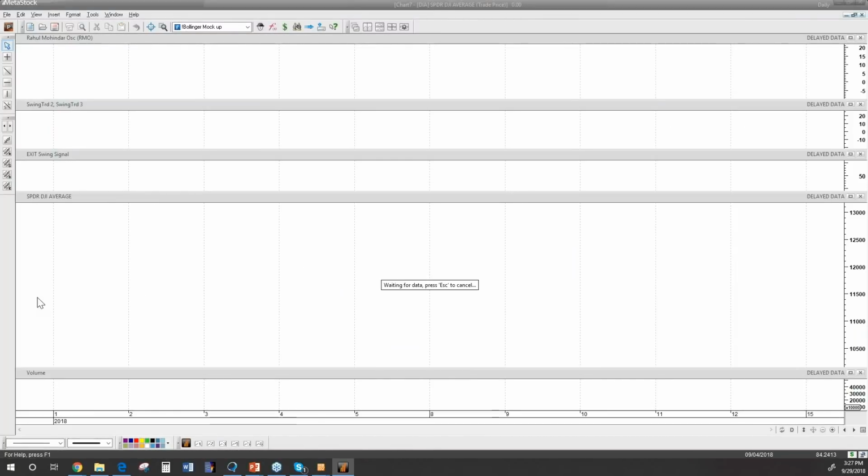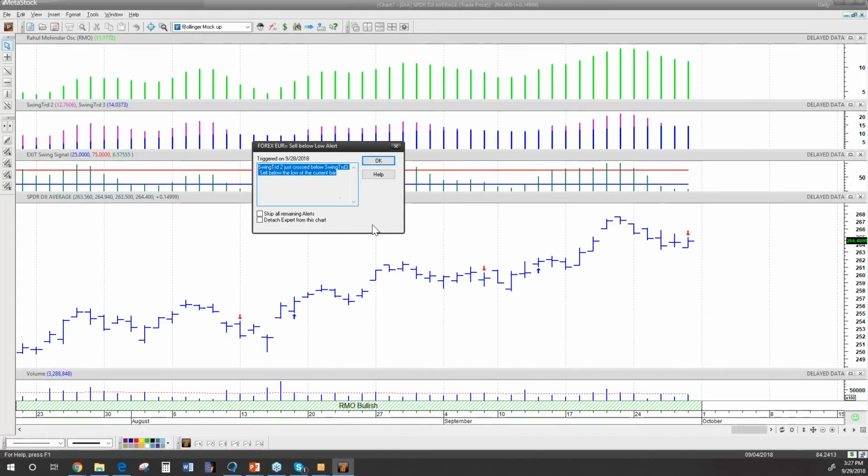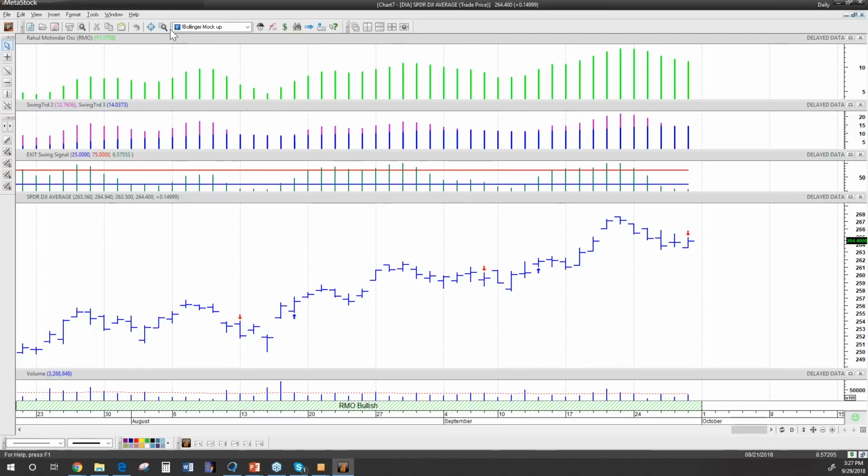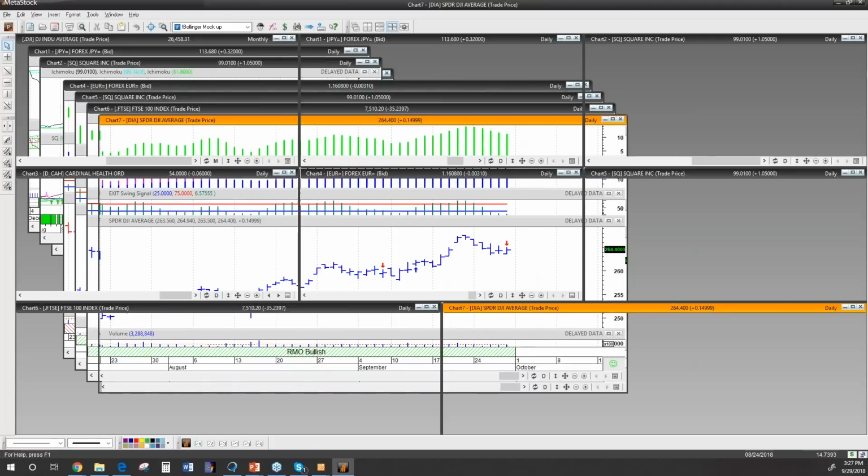Okay. We do have an alert. This is what a pop-up alert looks like in MetaStock. I'm going to tell it to skip all the remaining ones, but it's alerting us that there's a swing trade and a swing trade 3. So you can get real-time alerts. If I wanted to, I could also fire this off to an email address. But for now, I'm just going to close it down. And I'm going to look at all of the charts that I've got open in a tiled view just by clicking on this.